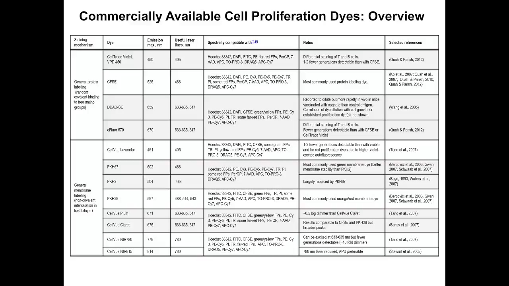In the membrane labeling dyes, there's the same variety: CellVue Lavender off the 405. Really the prototype for this is PKH26, which emits in the red and is excited off the 488. And then CellVue Claret off the 640, and even in the infrared, the CellVue NIR815, which is excited off the 780 laser. There's a wide variety of applications and notes, and all of these have been published on.